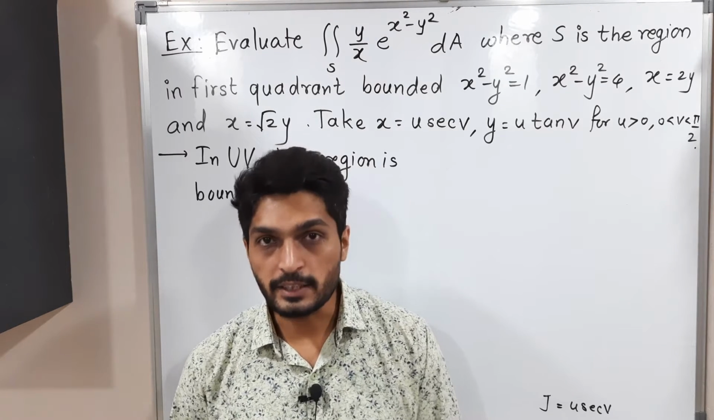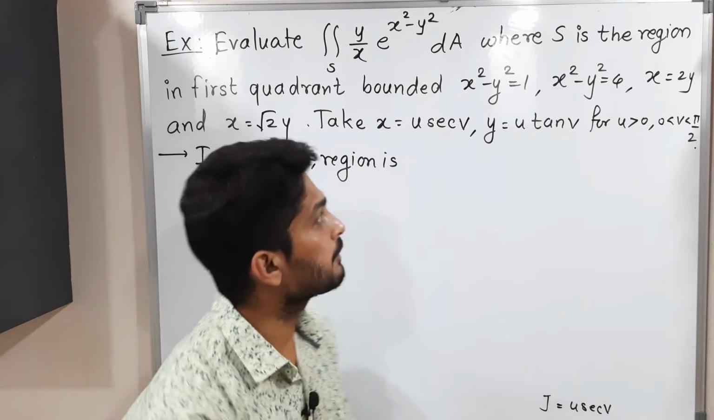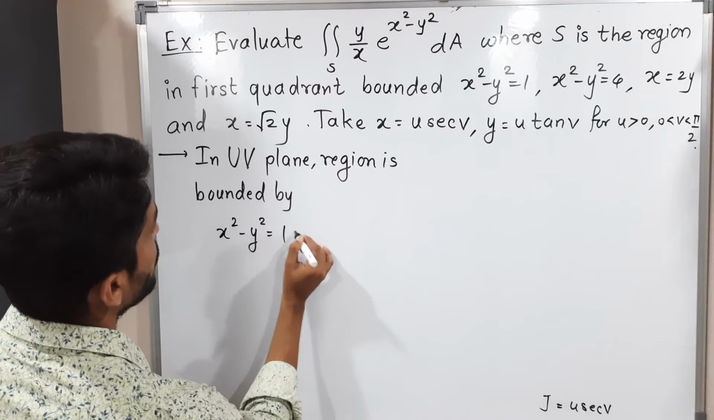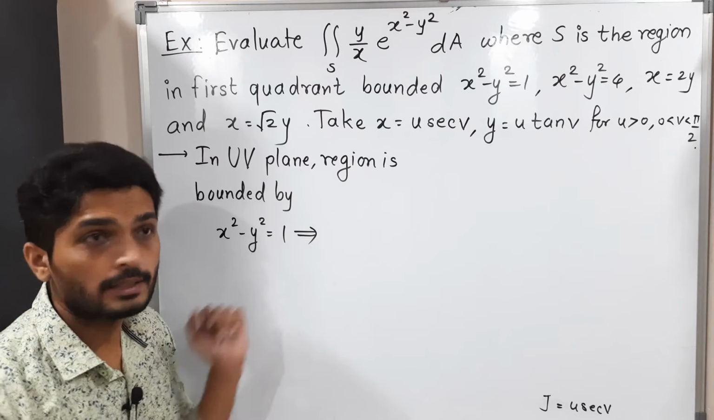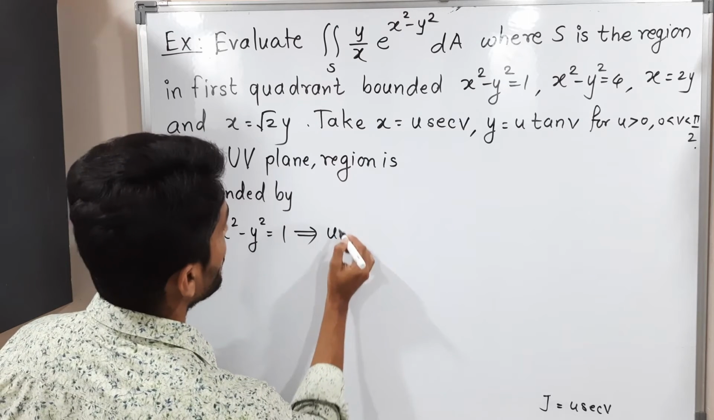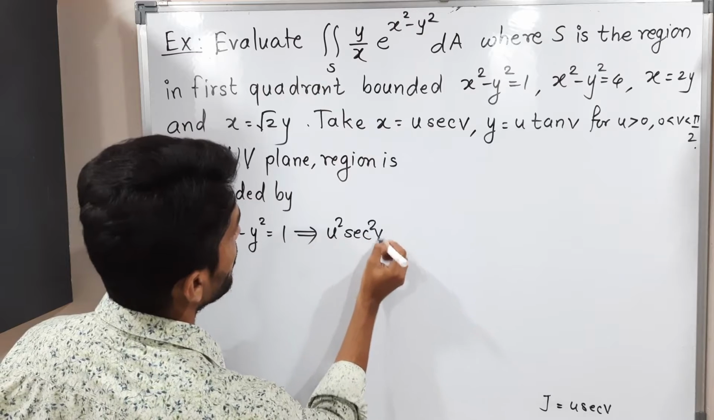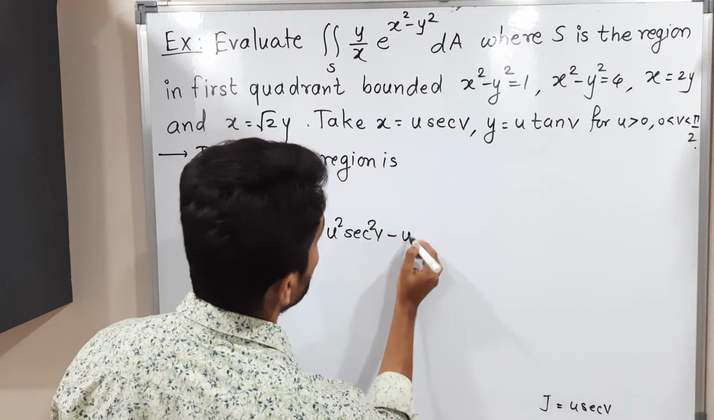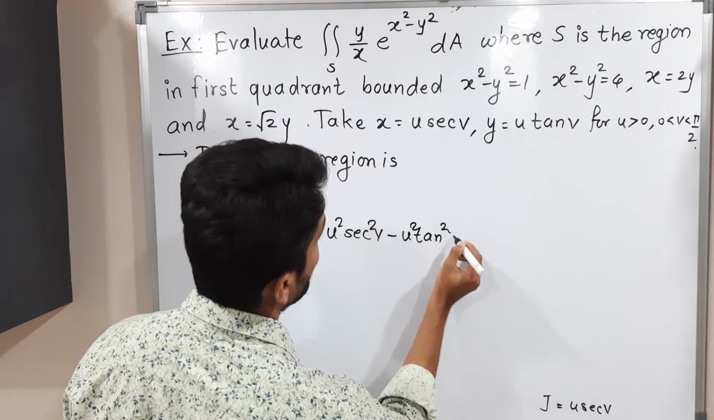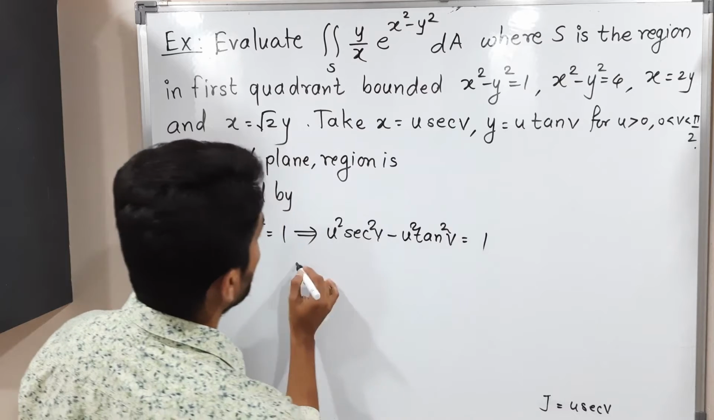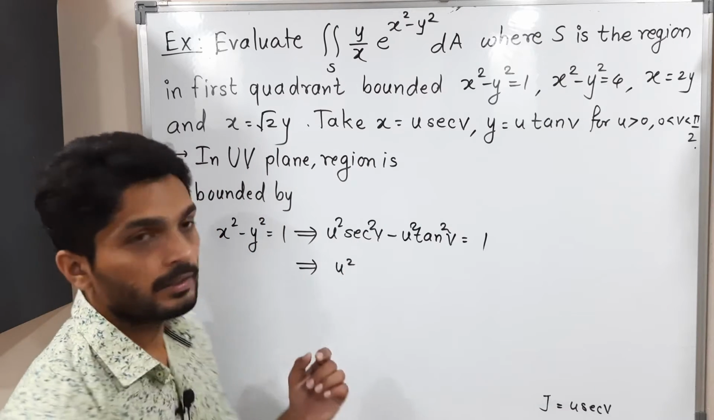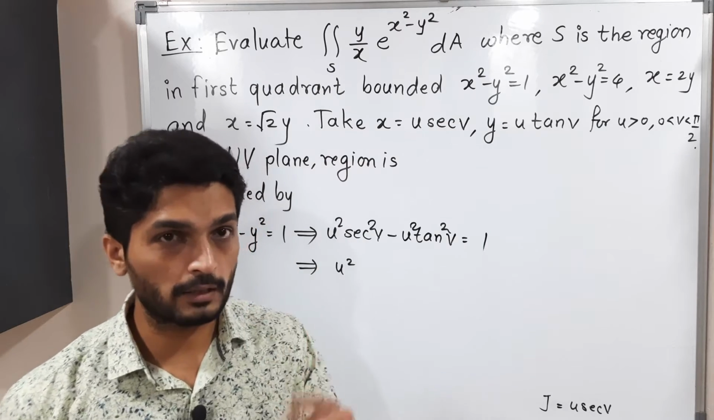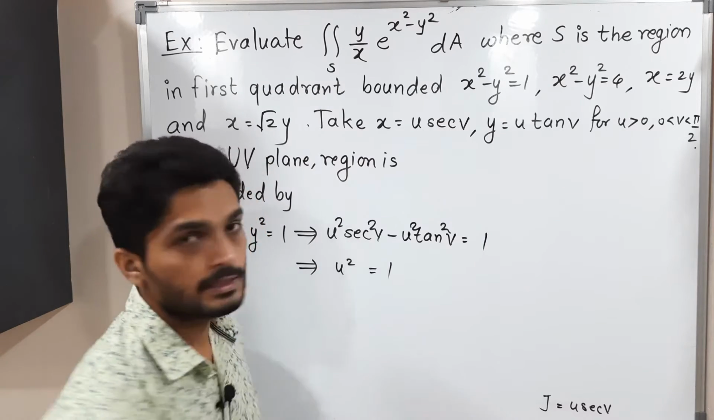Now let us find the region in the uv plane. What is the first equation we have? We have x square minus y square is equal to 1. But see, what is the value of x? The value of x is u sec v. So u square sec square v minus y square. The value of y is u tan v, so u square tan square v is equal to 1. This implies, if you take u square common, we will have sec square v minus tan square v, which is 1. So simply I can write u square is equal to 1.